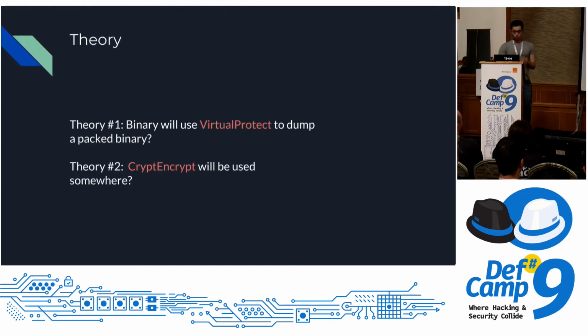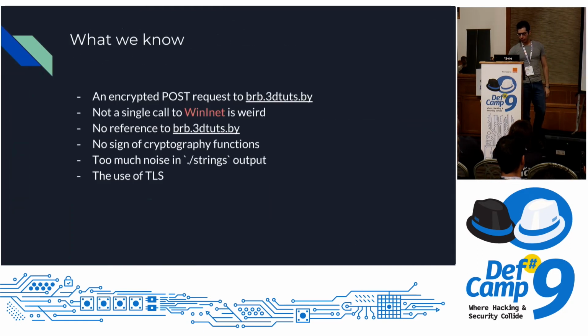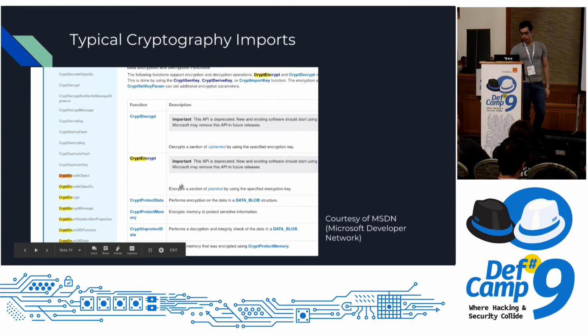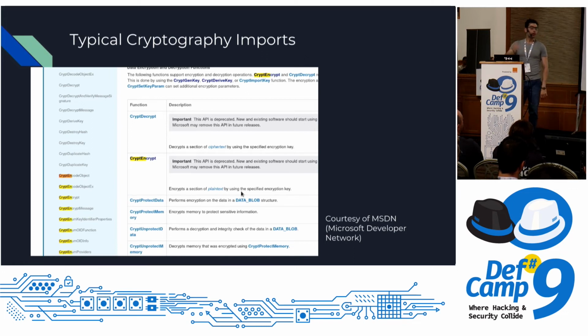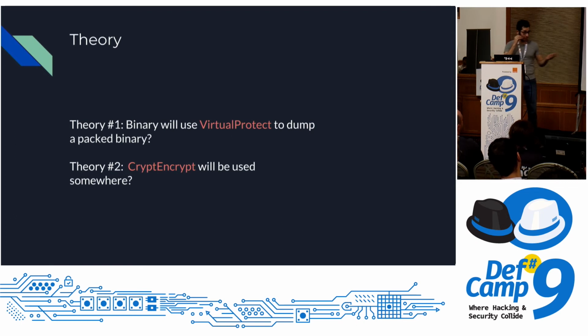Theory. We have two theories now. The first is that the binary is protected with a packer. The second one is that CryptEncrypt is used somewhere. CryptEncrypt, as I said before, is the cryptographic function that is necessary for encrypting a section of plain text. If you're writing a ransomware, you will have to use this function, or you have to make your own cryptographic methods. So I'm going to go with Occam's razor, that the easiest path is the straightforward path. So I'm just going to assume, as a theory, that CryptEncrypt will be used. So I need to know where and how it is being used. And the first theory is that this binary is encrypted somewhere, somehow. I don't know why. I don't know how, but I'm just assuming.